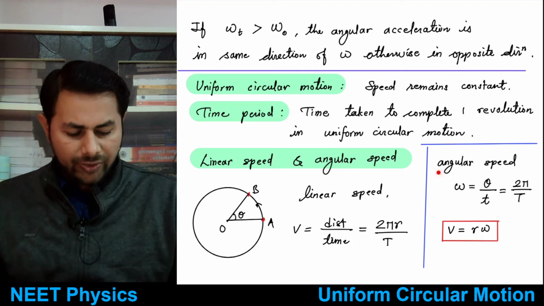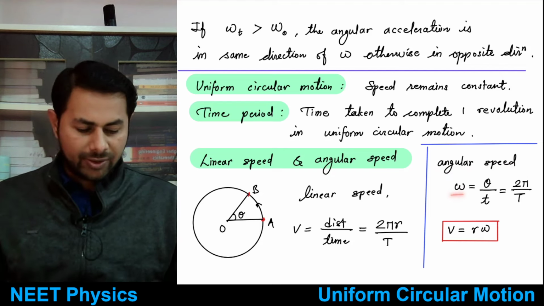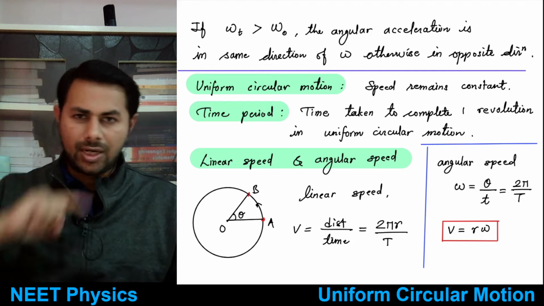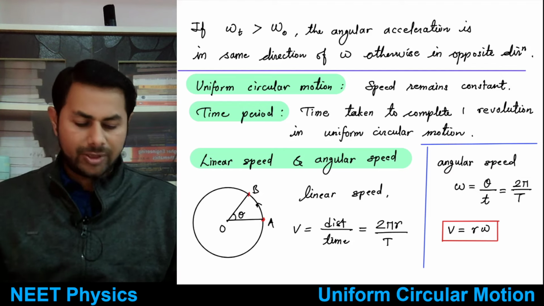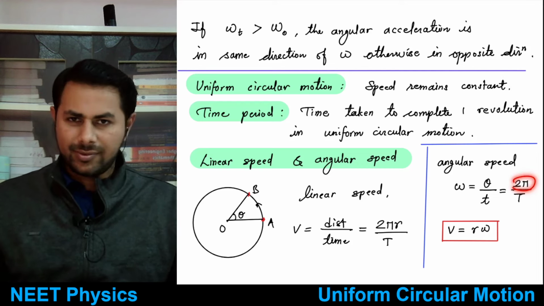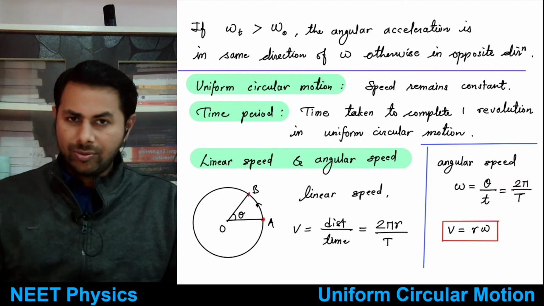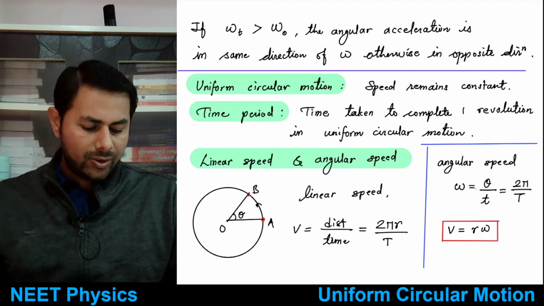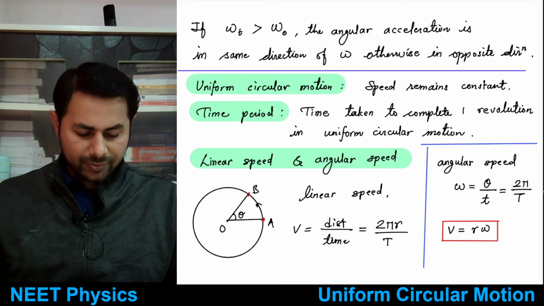All these things are very simple. See, we have defined angular speed. Omega is angular speed, the angle covered per unit time. Now in one revolution, how much of an angle will be covered? It's 2 pi, right? In radians, in one revolution, the angle covered would be 2 pi. So angular speed is equal to 2 pi divided by T, right?